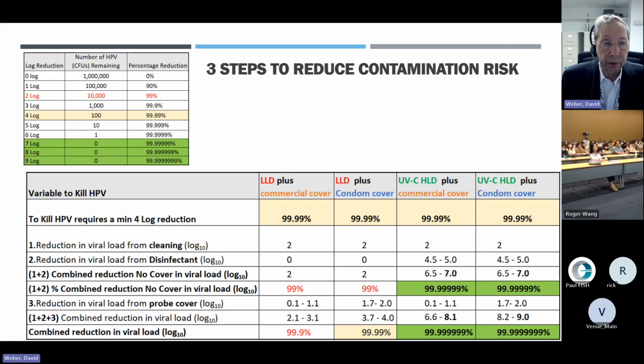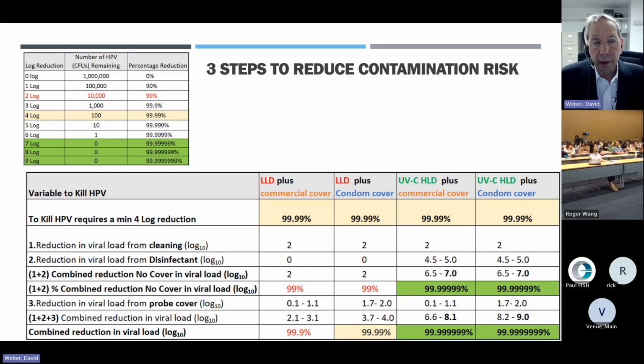Unfortunately, low-level disinfection, even if you use a commercial cover or a condom cover, is inadequate in inactivating these large numbers of HPV, meaning low-level disinfection plus commercial cover or condom cover may lead to residual viruses being present and could lead to transmission if a probe is used on a patient who's infected and transmitting it to the next patient. Of course, that would not be immediately obvious that the patient had HPV. Only years later, when they developed cancer, would one know that potentially there had been a failure and transmission from a reused medical device.